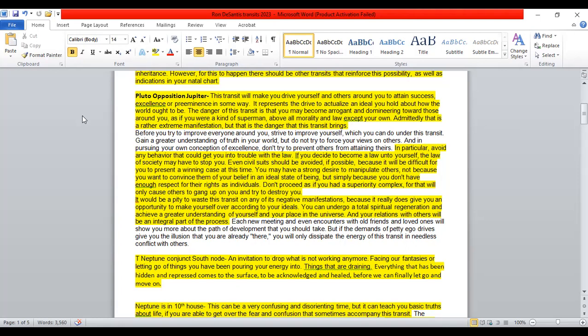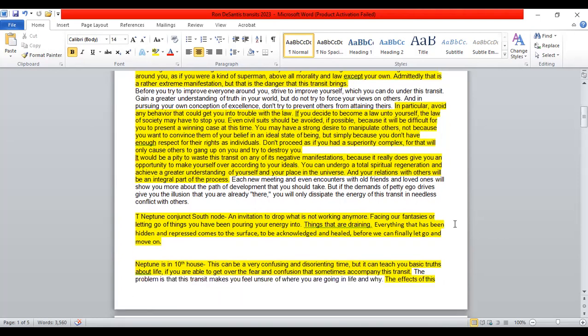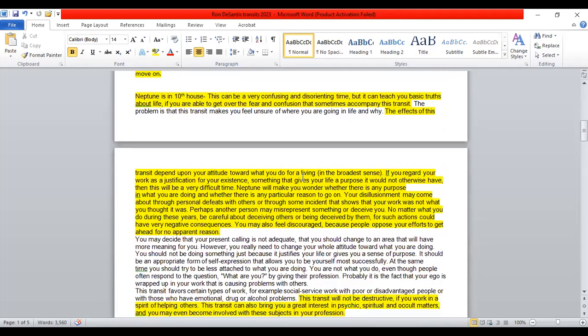It would be a pity to waste this transit on any of its negative manifestations, because it really does give you an opportunity to make yourself over according to your ideals. You can undergo a total spiritual regeneration and achieve a greater understanding of yourself and your place in the universe. And your relations with others will be an integral part of the process. All right, we read that one.